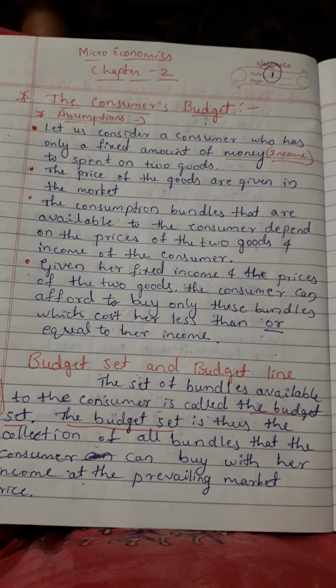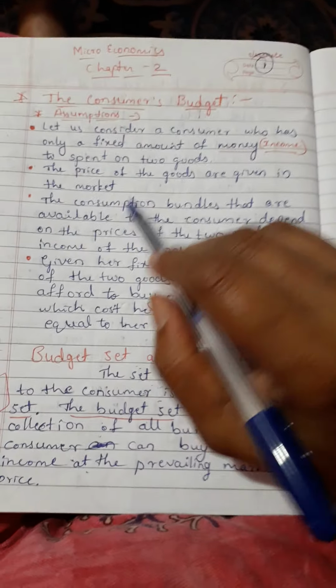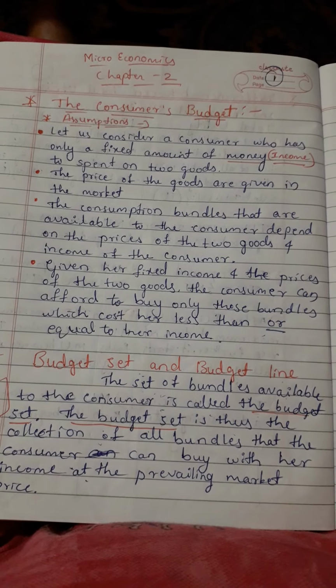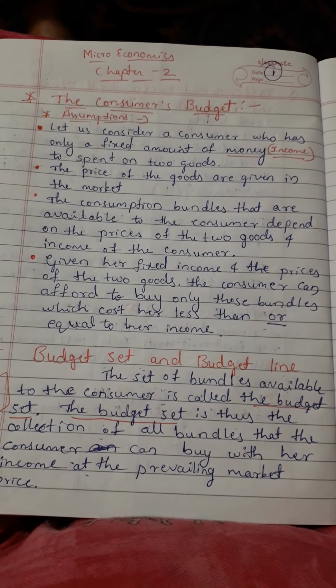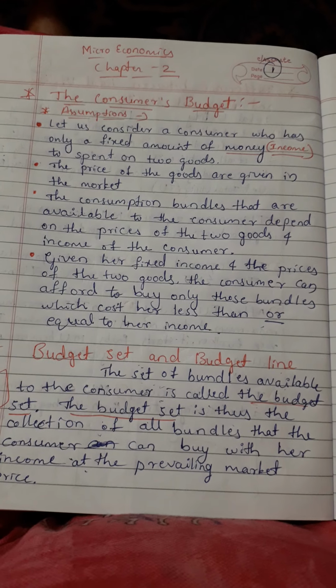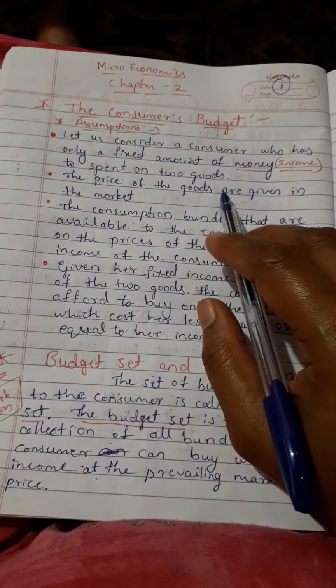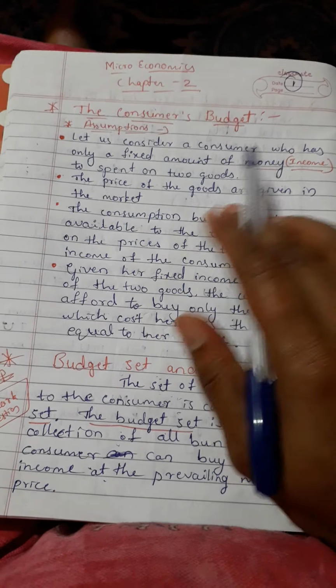Yes, hello students. Today we are discussing the consumer's budget. What is a budget? A budget is an estimation of revenue and expenses over a specific future period of time. That is known as the budget. But here, in the consumer's budget, some assumptions are included.